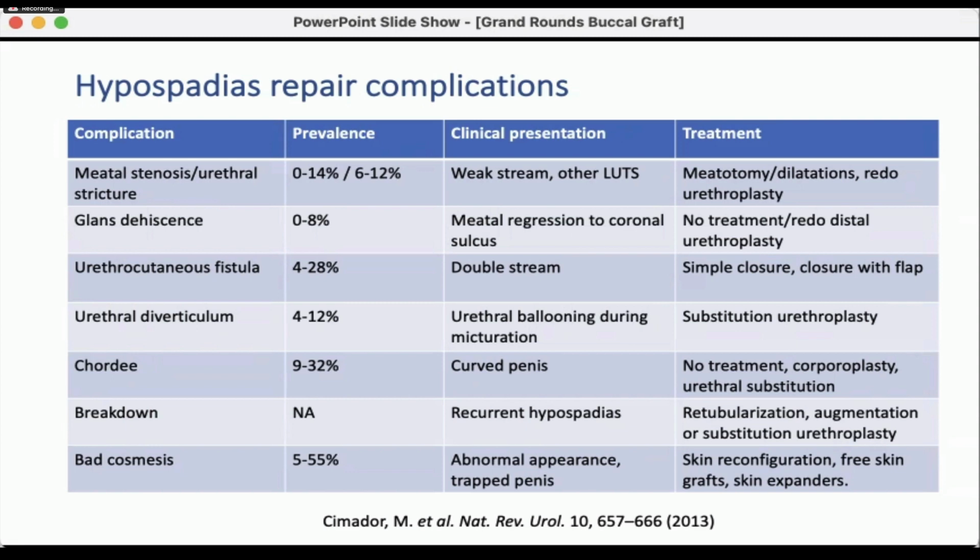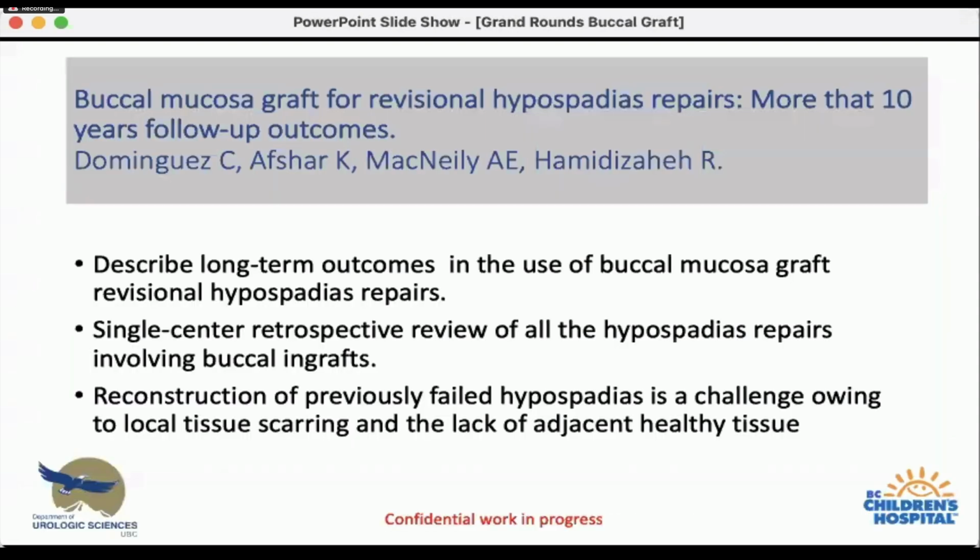Diverticulums up to 12%, usually requiring substitution urethroplasty. Cordee up to 32%, they can require a substitution urethroplasty, a corporoplasty, or even just observation. A bad cosmesis in 55%, which will require a free skin graft, skin expanders, and skin reconfiguration. And interestingly, this article does not report breakdown, but we will give this prevalence after analyzing our own patients.